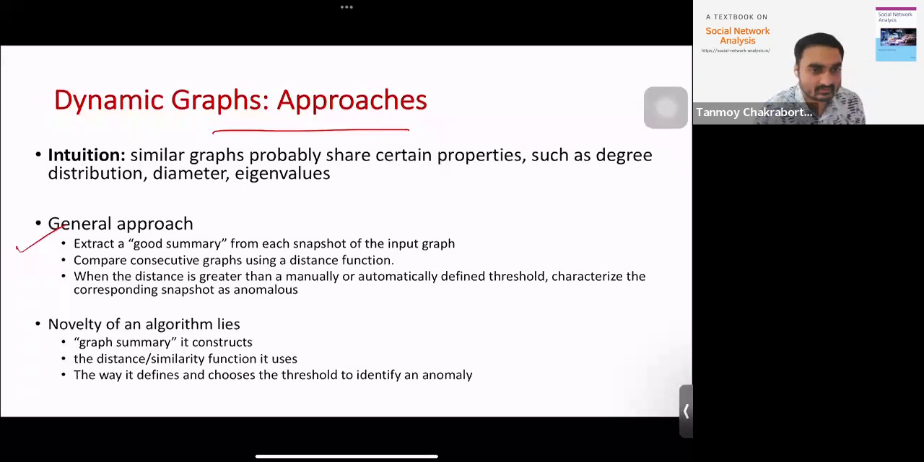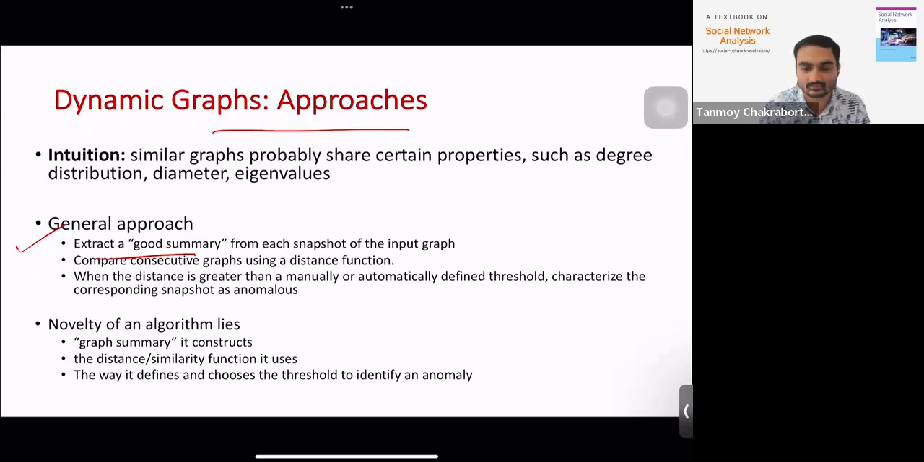So what is our approach? A general approach is that you try to extract a good summary for every snapshot of the input graph. So you have a graph at time t, you try to extract a summary of the graph because the graph is very large. Now, there are many ways to get the summary of a graph. For example, you can just take the principal eigenvalue, principal eigenvector of the adjacency matrix or whatever. You see how this eigenvector changes over time. An eigenvector kind of gives you an idea of the summary of the graph.